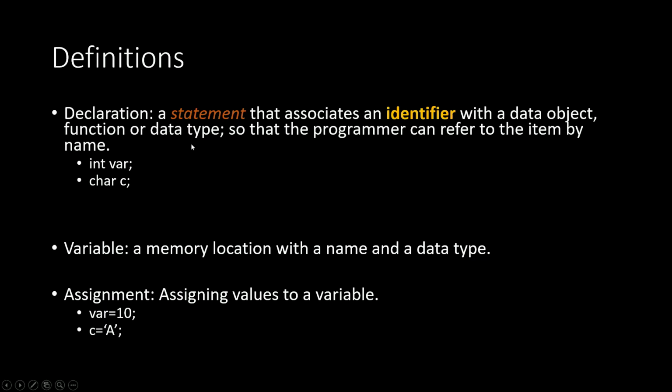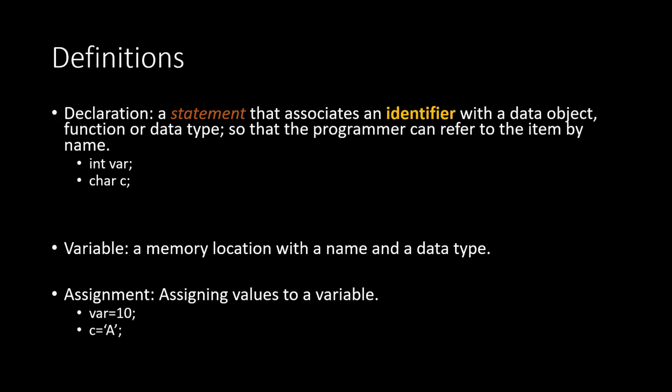So the statement that associates the identifier, which is the variable name, with the data type is called variable declaration. And we do the declaration like this. First, we mention the data type, then we provide the identifier for that variable or the variable name. And up to this is declaration. This declaration step is the first step that you do, and you do it only once.